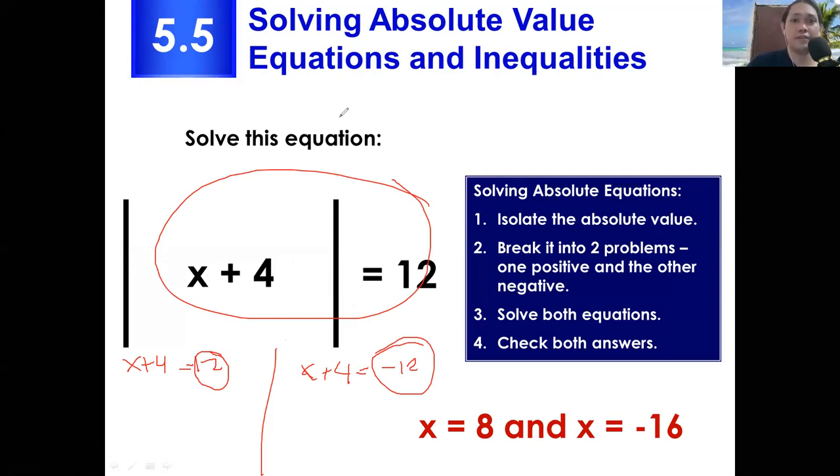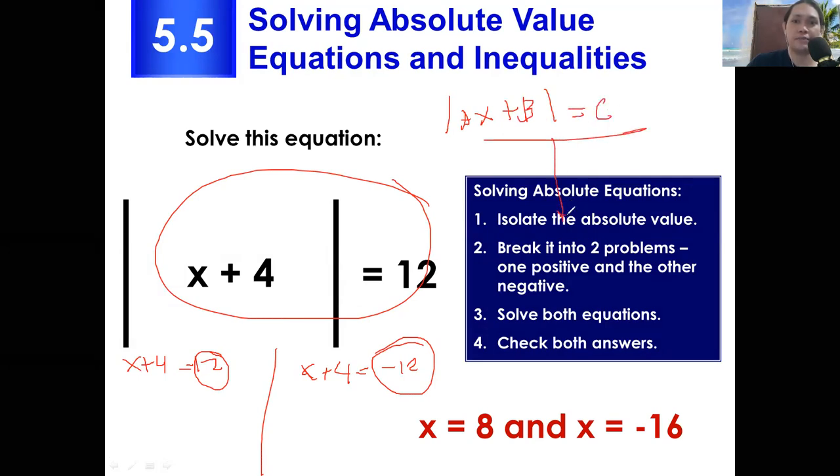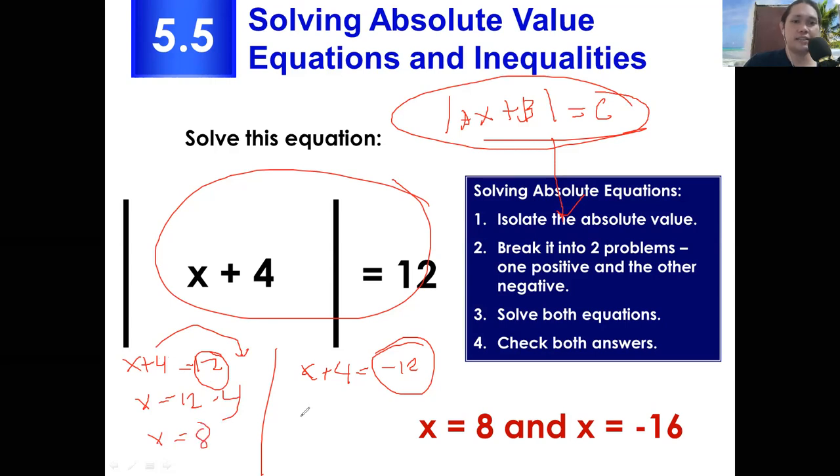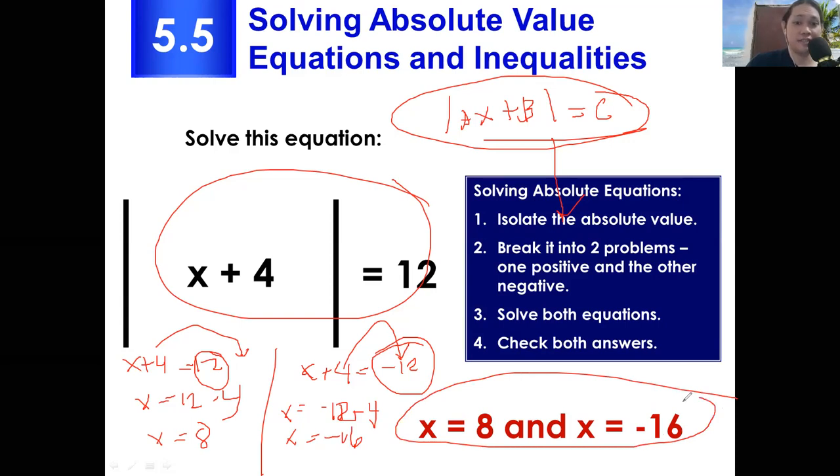The absolute value of ax plus b is equal to c. This must be written before you can isolate the absolute value. Make sure that you already have it in this form. So now x plus 4 equals 12. Solve for your x: x is equal to 12 minus 4, which is 8. On the other side, x is equal to negative 12 minus 4. Why minus 4? Because we transfer 4 to the right side of the equation, applying the properties of equalities. So we have negative 16. That's why our answers are 8 and negative 16.